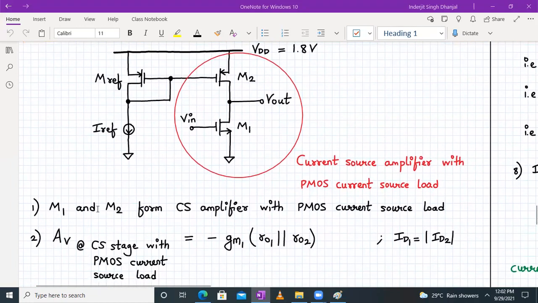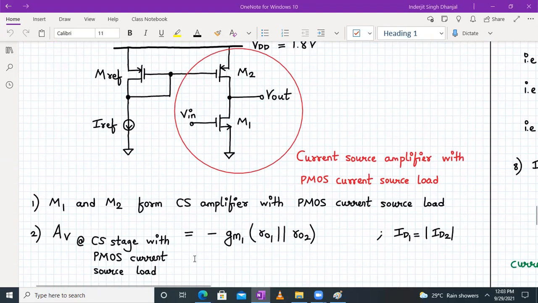And we already know the formula for that. The AV, the voltage gain formula for a CS stage with a PMOS current source load is given by minus of GM1 into RO1 parallel to RO2. Okay, and in this network, we know that your current ID1 will be same as your mod of ID2. So please remember that. Okay, so we have already derived this formula before. So we will use this voltage gain formula for a common source amplifier with a PMOS current source load, right? Which will be minus GM1 into RO1 parallel to RO2.